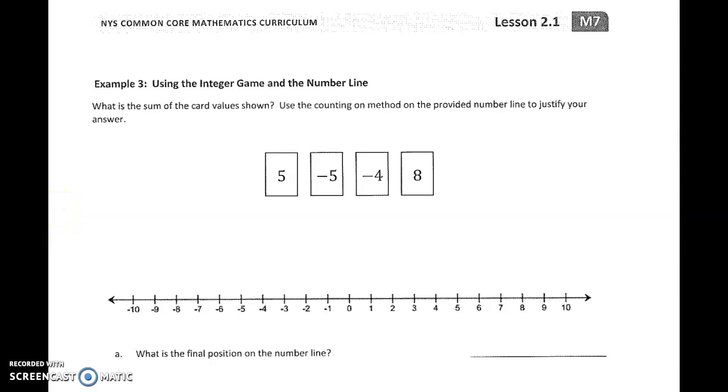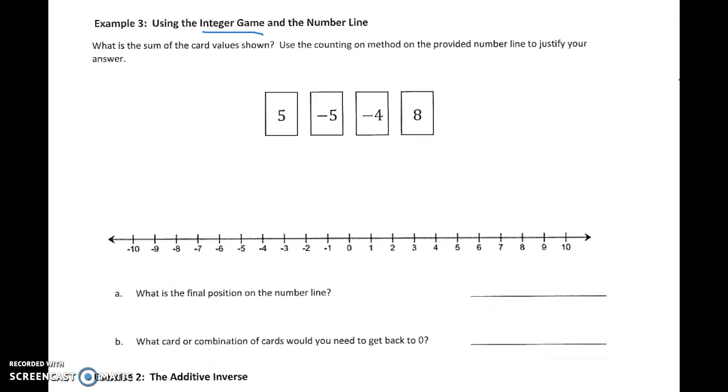Continuing lesson 1 in module 2 here, which is on opposite quantities combined to make 0. So what we're going to do now is talk about this integer game. I don't want you to stress when you hear it referred to as the integer game, but we're basically pretending that we have cards with different integers on them. Now remember, integers are positive and negative whole numbers, and they include 0.